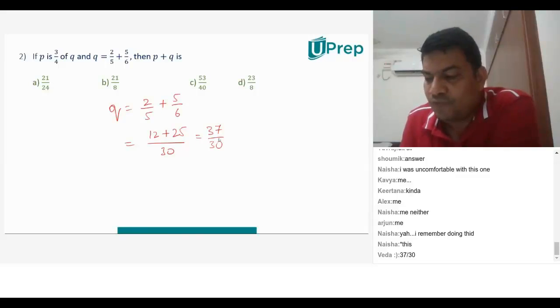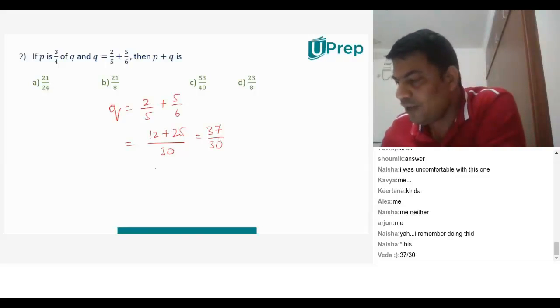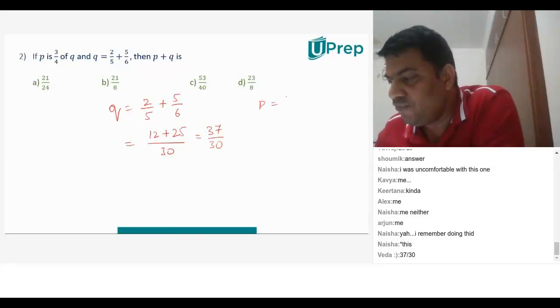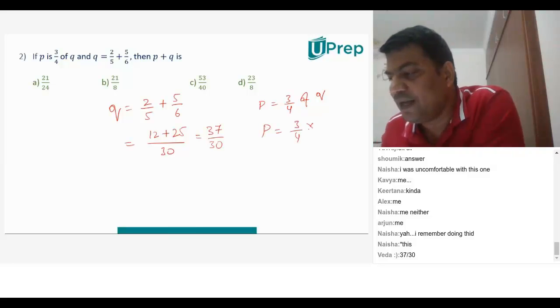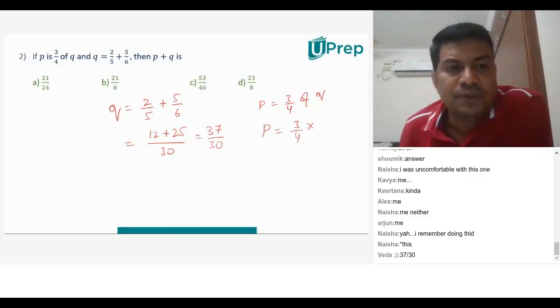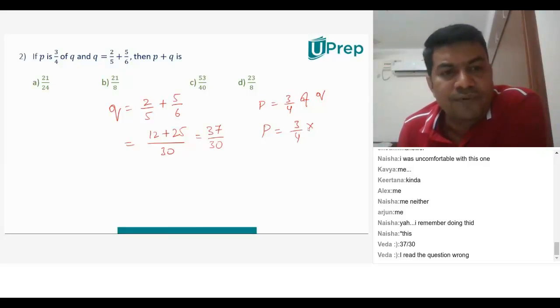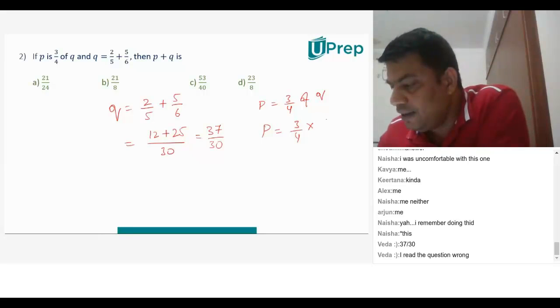And P is 3/4 of Q. What is P? So how do you calculate P? P is nothing but 3/4 of Q. So that means your P value is 3 by 4 of Q. Of means multiplication. 3 by 4 of Q. So Q, what is Q? 37 by 30.